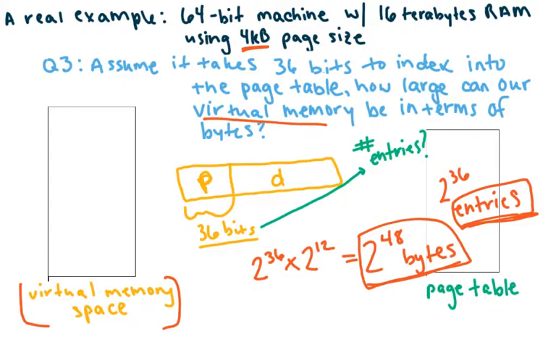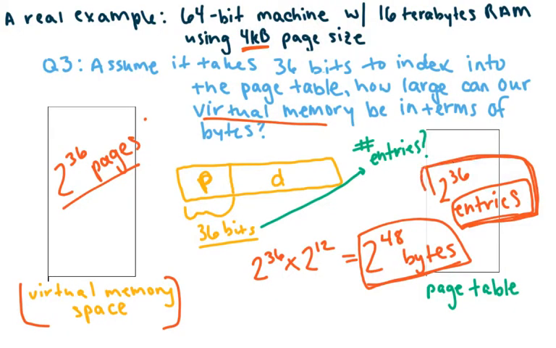So here, the connecting factor is if there's 2 to the 36 possible entries in my page table, that means I can have 2 to the 36 pages here, because each one of my pages can index one-to-one to the entries in my page table. So that's the connecting factor. And it's the same calculation here. If this is the number of pages that we have, then we'll get 2 to the 48 bytes.